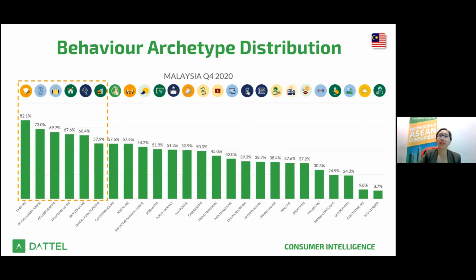So this is the distribution in Malaysia, with the smallest ones being Electronic Me and KTV Clubber. But who knows, maybe after COVID restrictions are lifted, you might see KTV Clubber suddenly going back up because, as COVID restrictions change, certain behaviors change as well. Certain behavior archetypes may increase in size and others reduce in size.